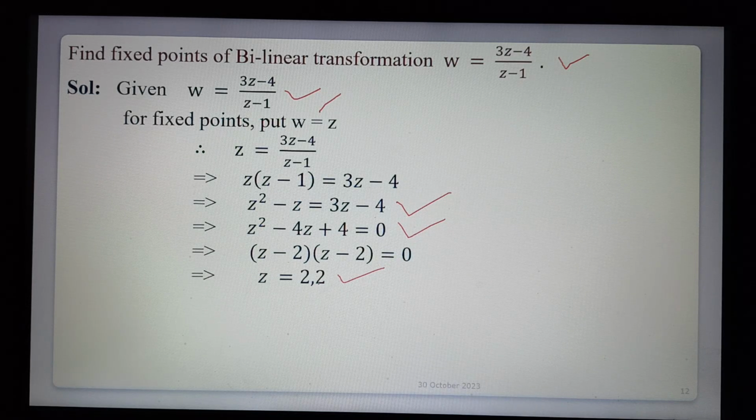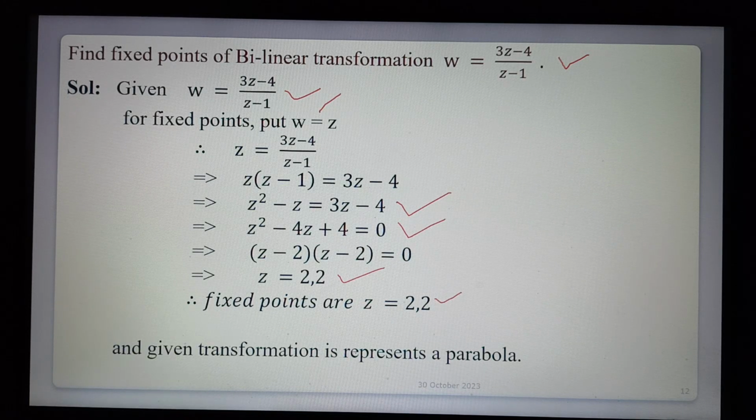Okay na. So 2, 2 is the fixed points, and also the bilinear transformation represents a parabola, because equal fixed points, already I told in the note. So fixed points are 2, 2, that is, the given transformation represents a parabola. Okay na, this is the fixed points.